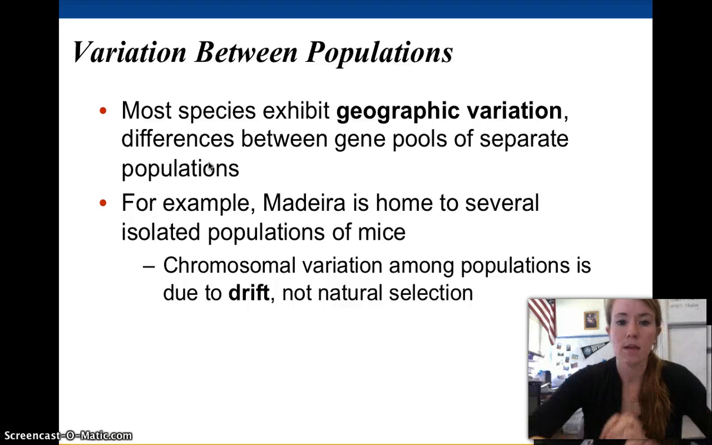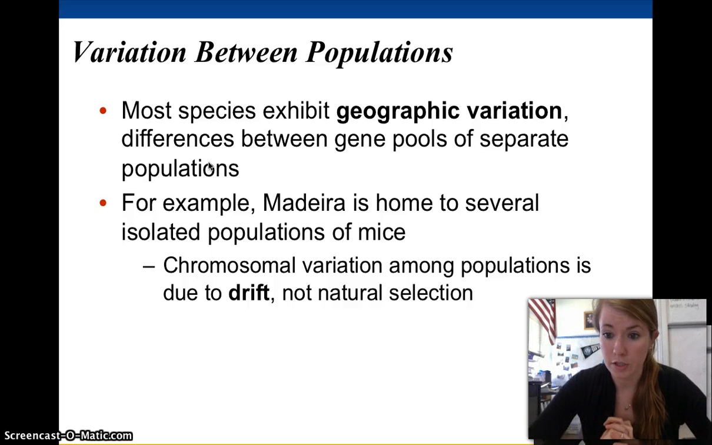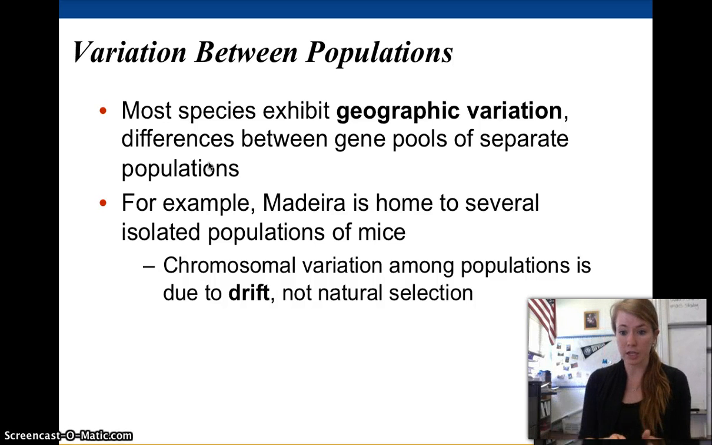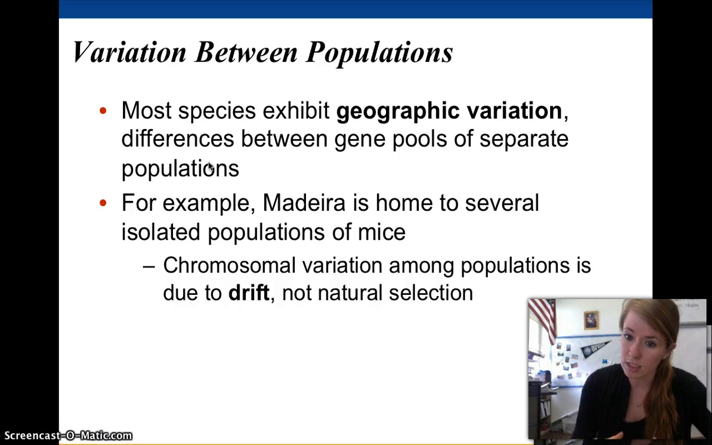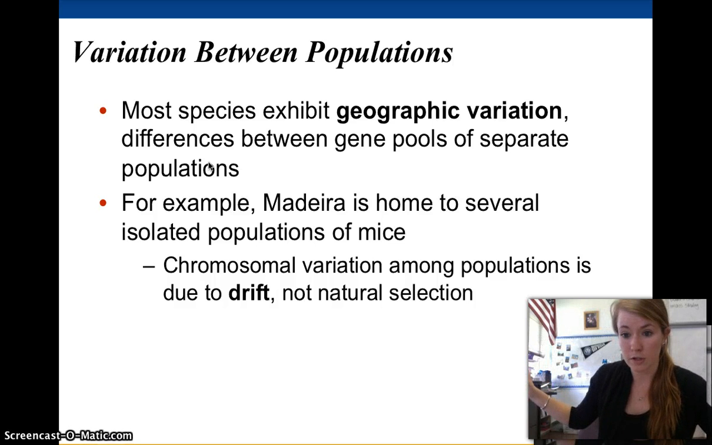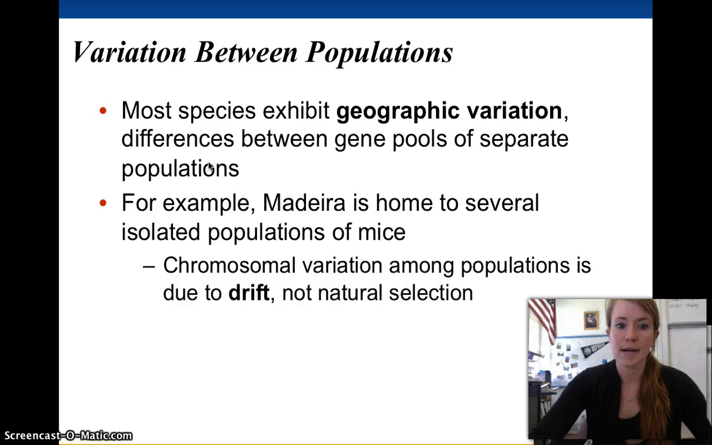Okay, so variation between populations. We just talked about variation within a population, but there's usually always also variation in between populations. This means differences between gene pools of separate populations. A gene pool is all of the genes or alleles present within one population. So the gene pool of ants within room 100 may be very different from the gene pool of the ants in room 400 because they're so far apart and they're not interacting very much. Those are two different populations.